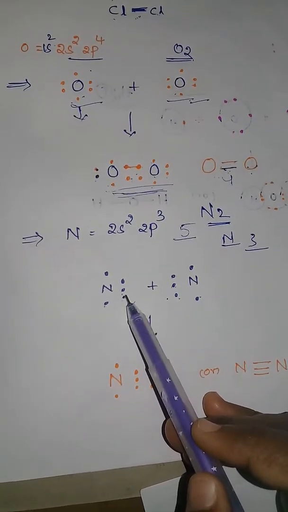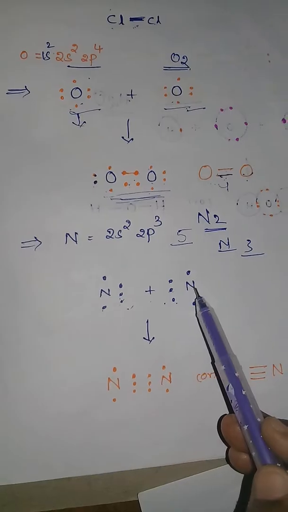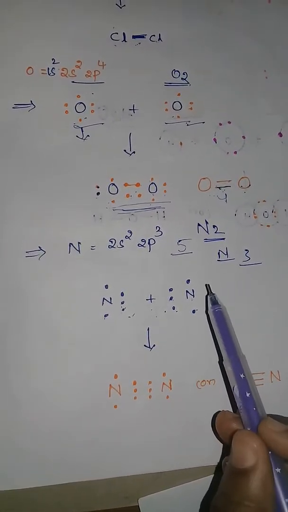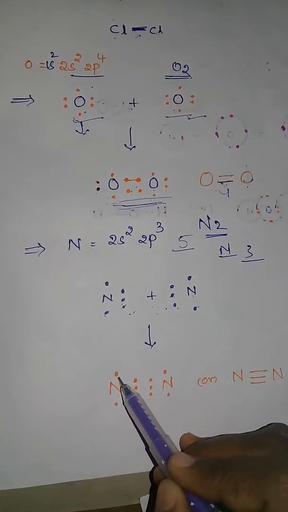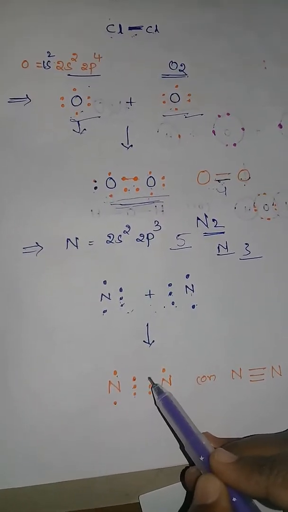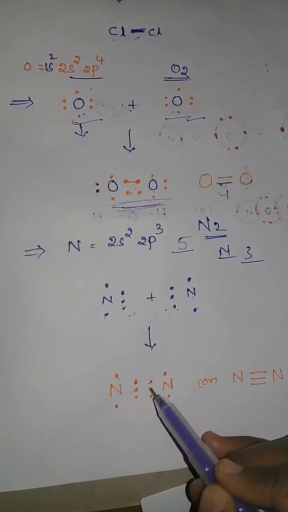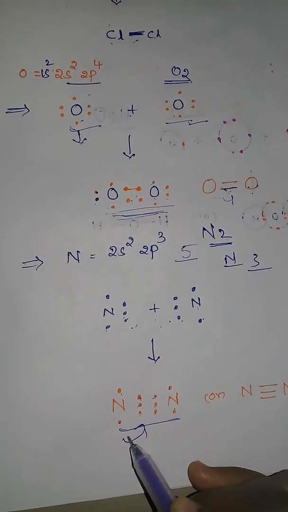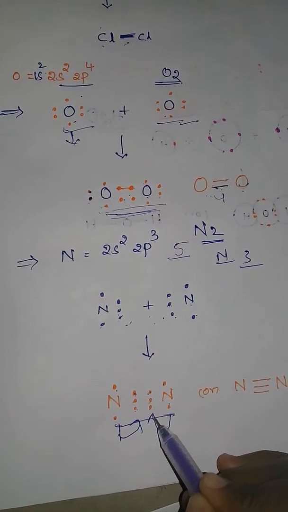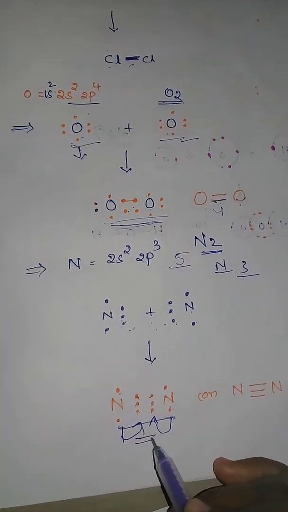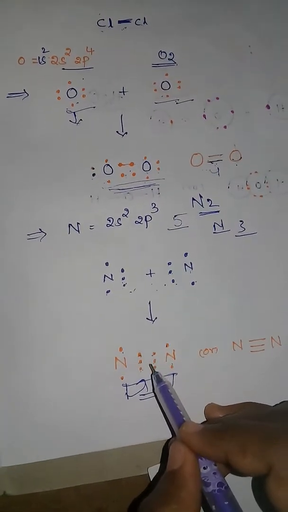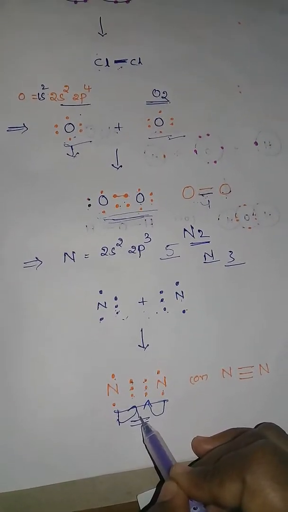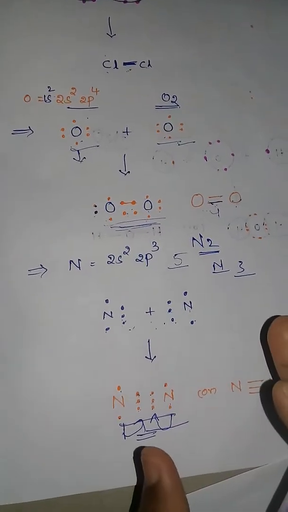So by sharing 3 electrons from each nitrogen, this molecule gets octet structure. See 1, 2, 3, 4, 5, 6, 7, 8. So by sharing 3 electrons from this nitrogen and 3 electrons from this nitrogen, this molecule gets stable, because of sharing 3 electron pairs between 2 nitrogen atoms. This N2 molecule attains stable configuration or octet configuration.